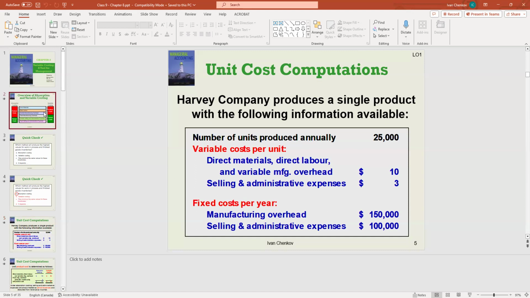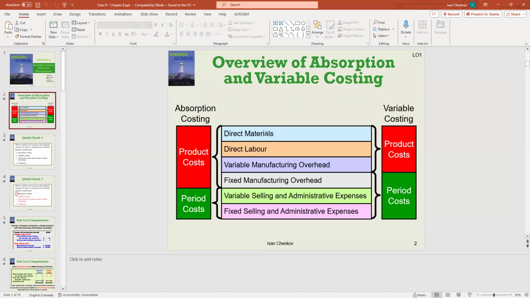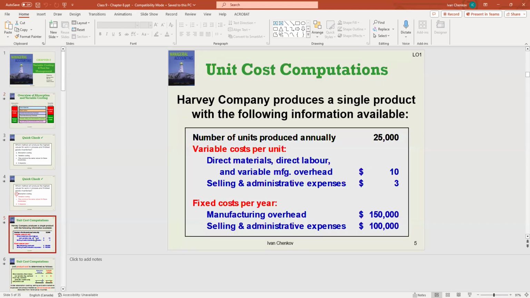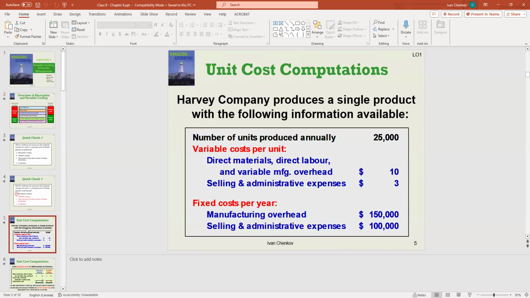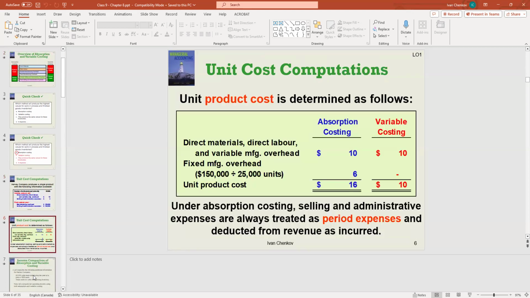because remember this chart. We have direct material, direct labor, variable manufacturing overhead. We already know those three are $10. The question is per unit, how much is the fixed manufacturing overhead? Otherwise, I cannot get my cost per unit under absorption. Make sense? So what will be the fixed manufacturing overhead per unit? $6. How did you get it? Manufacturing overhead divided by number of units. Thank you. And that's exactly $6.